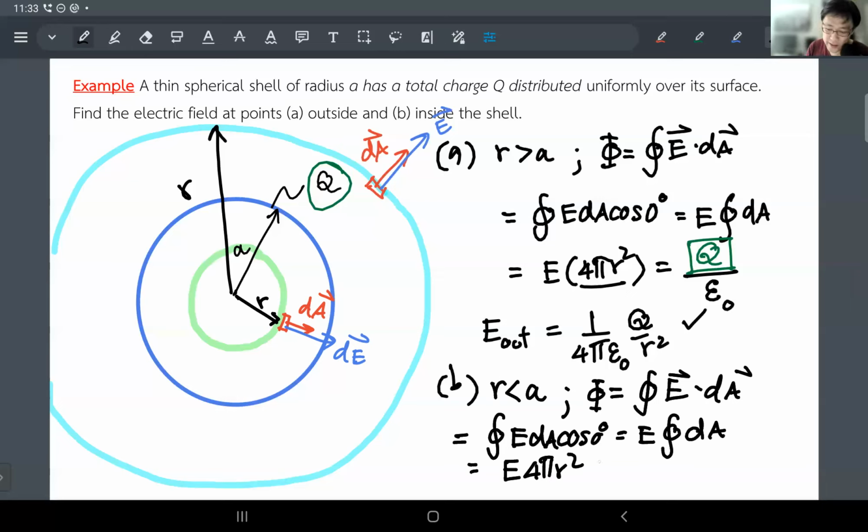Okay, so equate this to the charge enclosed divided by epsilon naught. We are almost done, guys. How much charge should I put in here? What do you think?